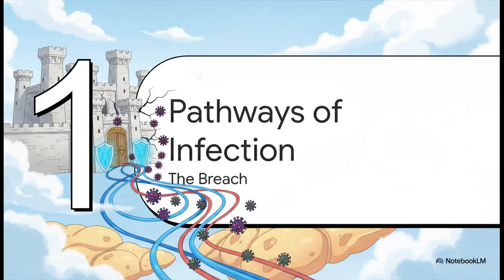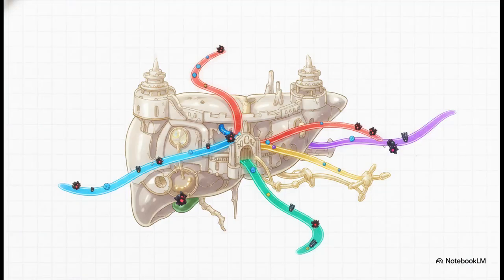All right, kicking things off with Section 1, Pathways of Liver Infection, or as I like to call it, the breach. So to really understand how the liver is attacked, we first need to identify the exact gates the invaders use to breach the fortress. These 5 pathways basically serve as superhighways for our microscopic culprits. For instance, ingested organisms and toxins often travel straight up the portal vein to start their assault.